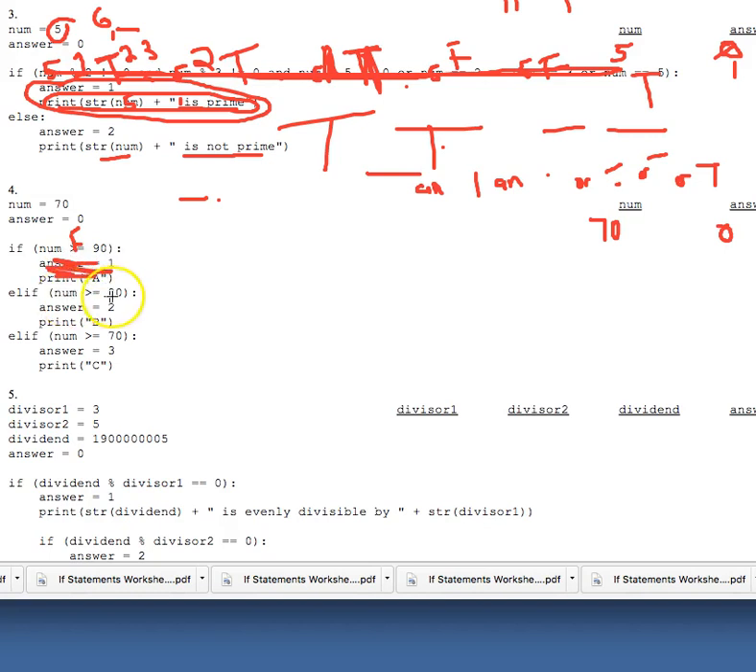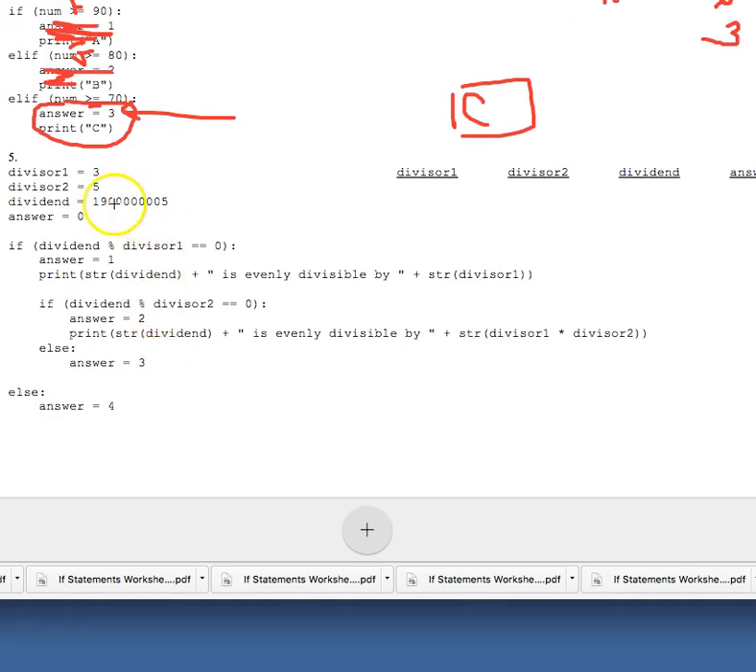Is 70 greater than 80? False. Cross that out. Is 70 greater than or equal to 70? Yep, because of that equal symbol. This is what happens. Over here, cross the 0 out, make it a 3 because of that line of code. And the letter C prints out on the screen if we were at trinket.io or some other Python editor.